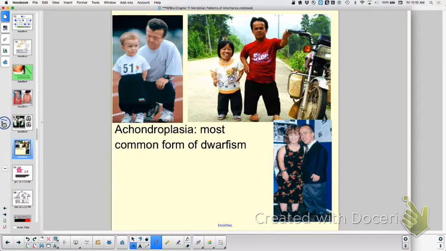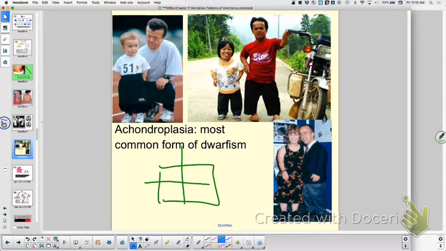100%? No. What if I told you they each had a normal parent? Each of these people had a normal parent. Right? Achondroplasia is dominant, right? So they have at least one big A. But if I told you they each had a normal parent, then each normal parent had to give each of them a little a.